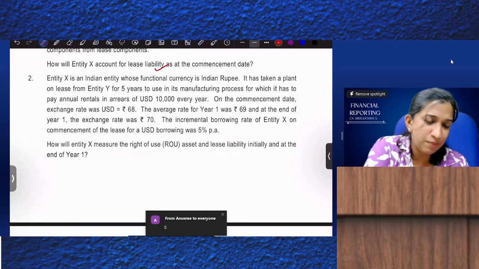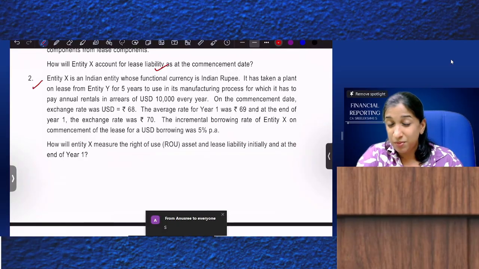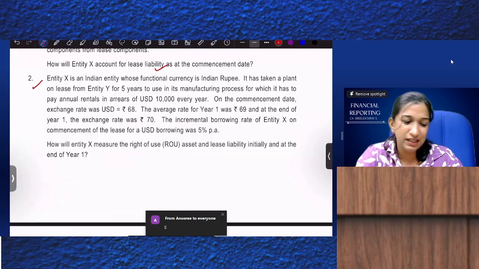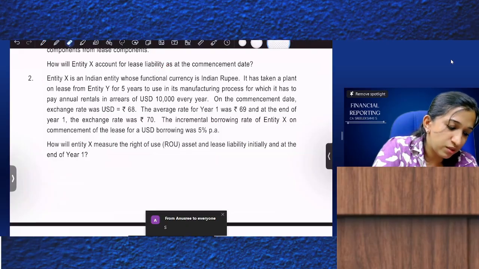So we'll do this question number 2 also. We'll try this question number 2 now. What is this question number 2?